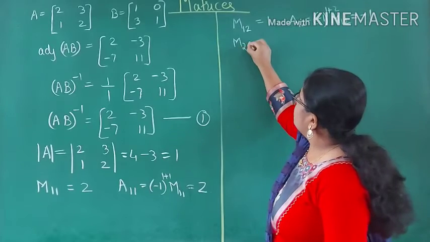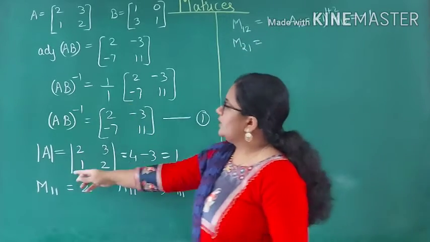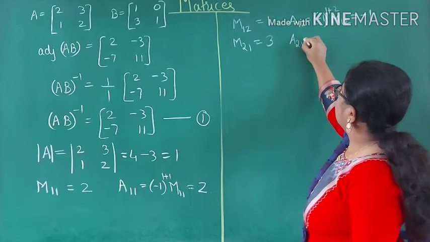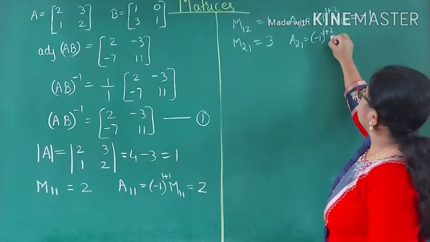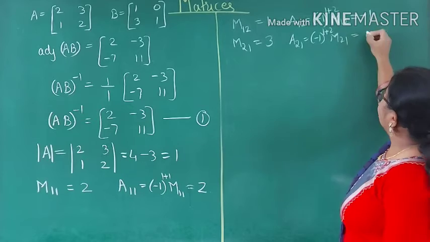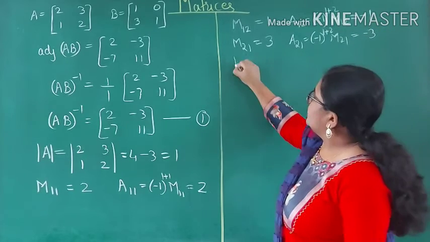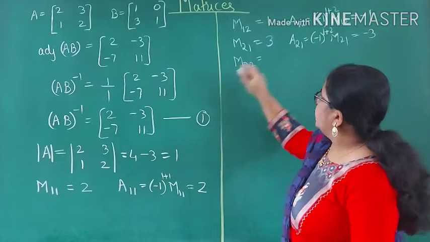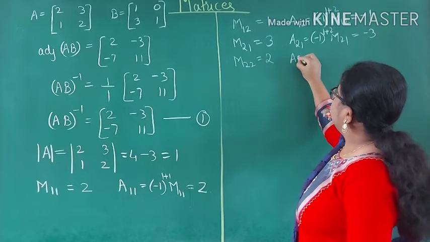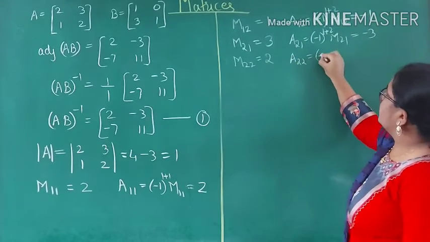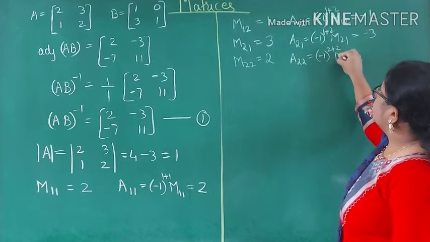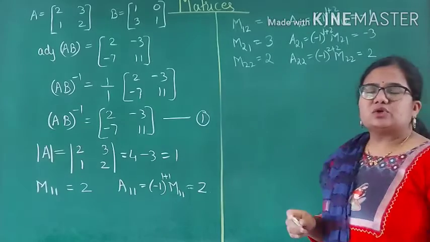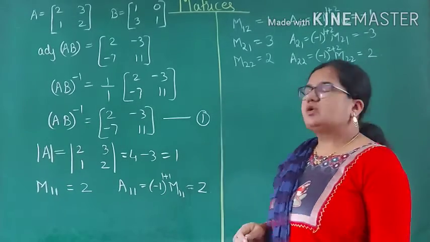Then M21. M21 means second row, first column, value is 3. A21 is minus 1 to the power 2 plus 1 into M21. Odd power, answer will be opposite sign. Then M22 will be equal to second row, second column elimination, which is equal to 2. A22 will be equal to minus 1 to the power 2 plus 2 into M22. Even power, answer will remain same. So you have found out the 4 minors and 4 cofactors.